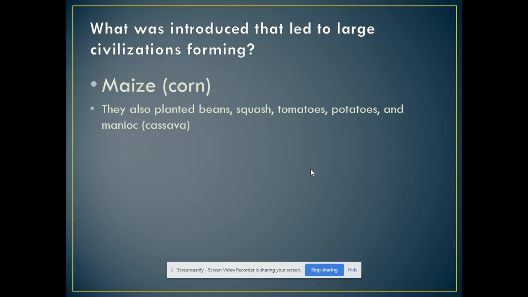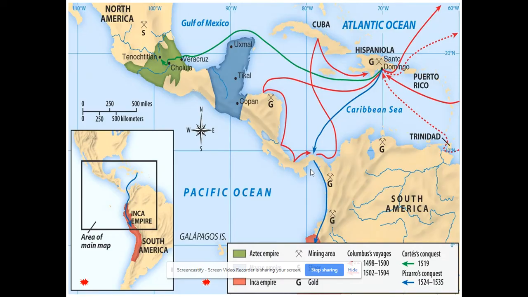The Eastern Hemisphere never grew potatoes until the Europeans brought them back, and it forever changes the world's population in the Eastern Hemisphere, because potatoes provide more calories per acre than any other plant that is grown. Okay, at least at this time in history. And then manioc, or as we call it today, cassava, is another crop that can support populations.